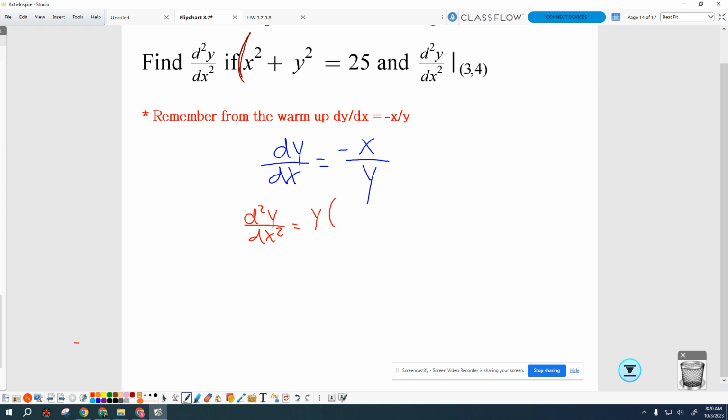Bottom times, what's the derivative of the top? -1. Minus the top, what's the derivative of the bottom? The derivative of the bottom, dy/dx. That's the catch. Over the bottom squared. It's 1. No, dy/dx is written somewhere else on this page. What is dy/dx? The derivative of y. Look. Negative x over y. There you go.